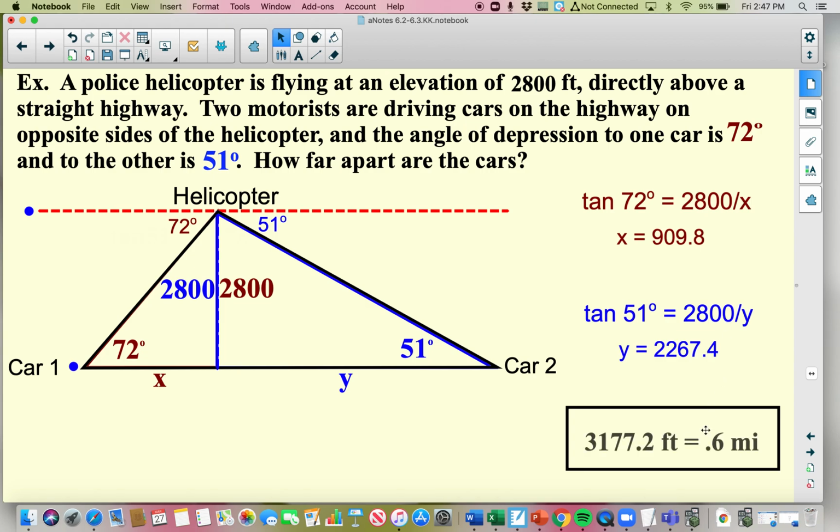2,267.4. And if you add both of those together, the red and the blue distance, you get how far apart those cars are in feet. I also converted it to miles if that makes more visual sense to you, but you don't have to do that. So again, really the big idea here is making sure that you can visualize the picture correctly, which sometimes is the challenge. Otherwise, it's just setting up trig ratios that you have been doing for quite a while.